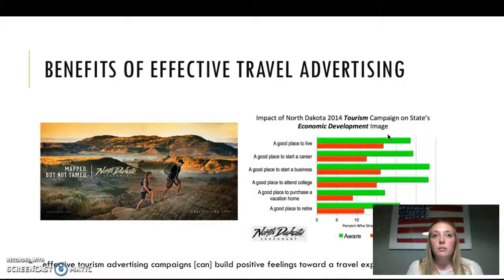the perception of North Dakota became much more positive, and that's all because of this North Dakota advertisement. So I thought that was really interesting, and it shows how beneficial effective travel advertising can be.